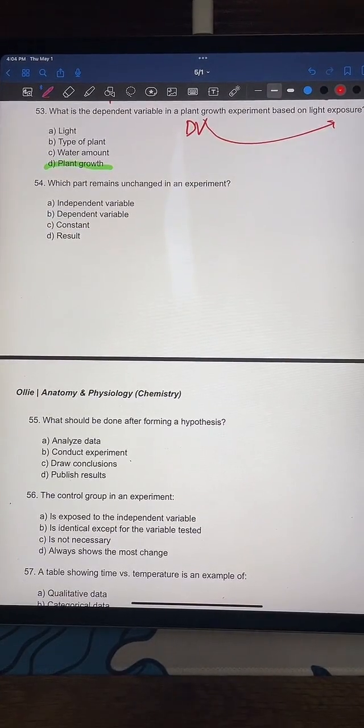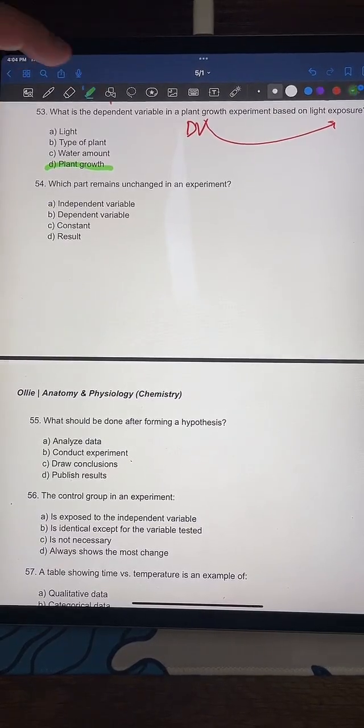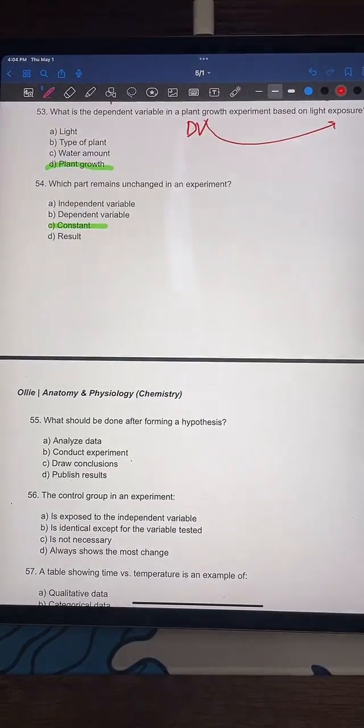54, what part remains unchanged in an experiment? I just mentioned that was C, the constant. Like in the last one, you would want the plants to get the same amount of water in each experiment.